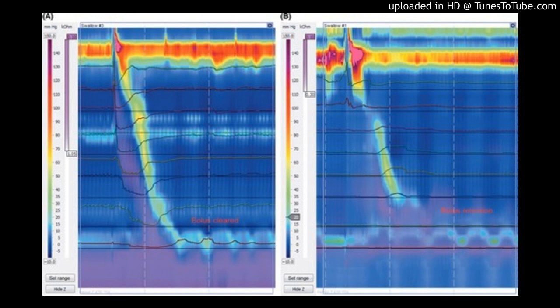Bolus clearance was assessed using both line tracing and color contour methods on HRIM. EPT parameters, bolus clearance, and acid reflux variables were explored. Key results. 88 patients with IEM were included. Bolus clearance occurred in 71% of all swallows, and 55.7% of patients had complete bolus transit, CBT, bolus clearance in greater than or equal to 80% of swallows.